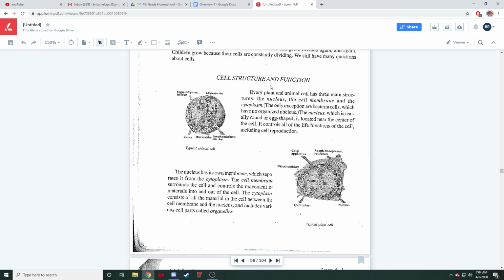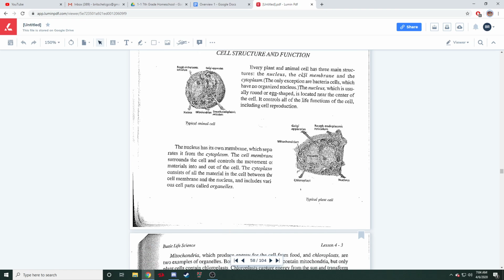Cell structure and function. Every plant and animal cell has three main structures: the nucleus, the cell membrane, and the cytoplasm. The only exception are bacteria cells, which have no organized nucleus. The nucleus, which is usually round or egg-shaped, is located near the center of the cell and controls all the life functions of the cell, including cell reproduction.